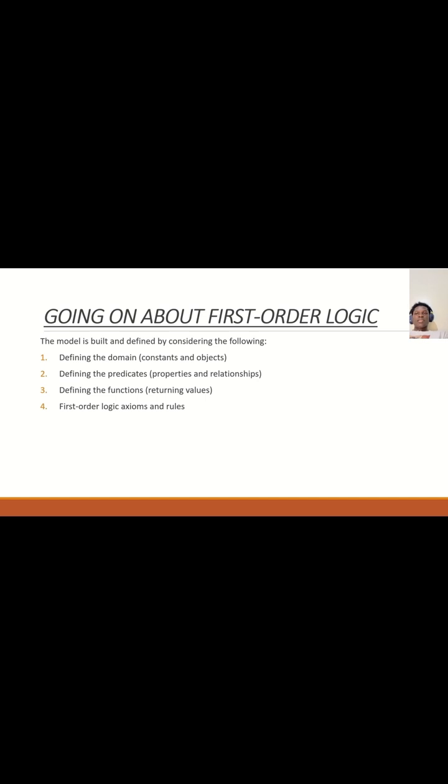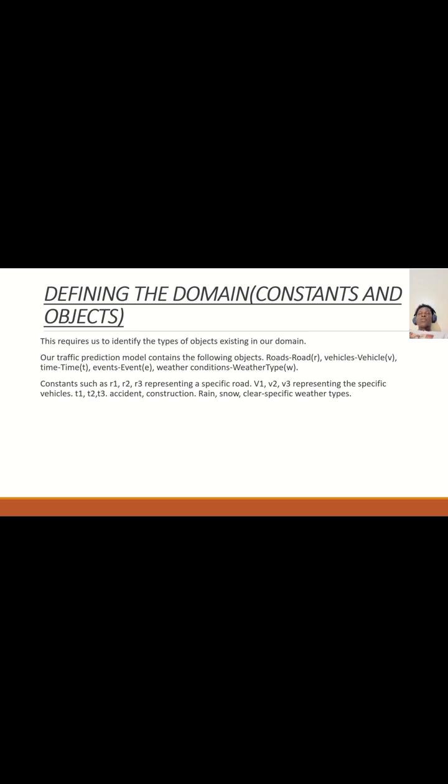So beginning with the domain constants and the objects, this usually requires us to identify the types of objects and the types of constants that we are working with that exist in the domain. So for our traffic prediction model here, let's say it contains the following. It can contain, for example, objects like roads or vehicles, and then we have time, then we have events, then weather condition. Then we can have constants such as R1, R2, R3, representing specific roads. Then we can have V1, V2, and V3 representing specific vehicles. Then T1, T2, and T3 representing accidents, amongst others.